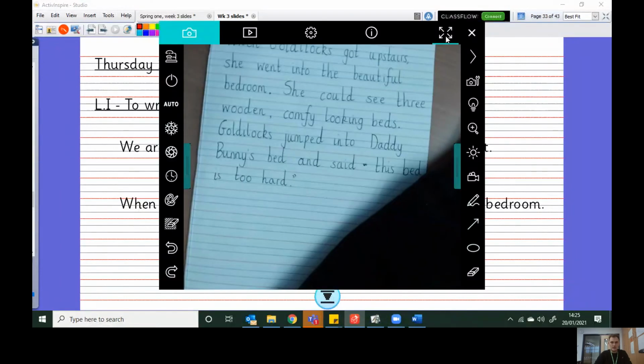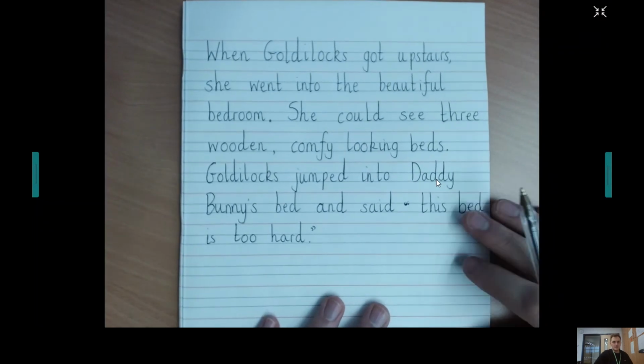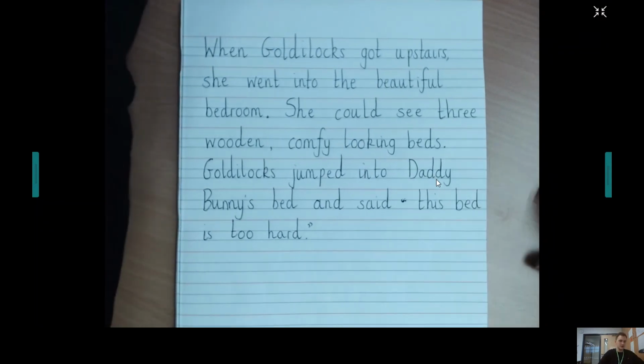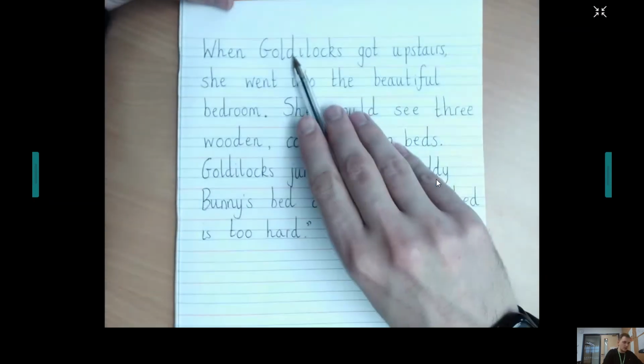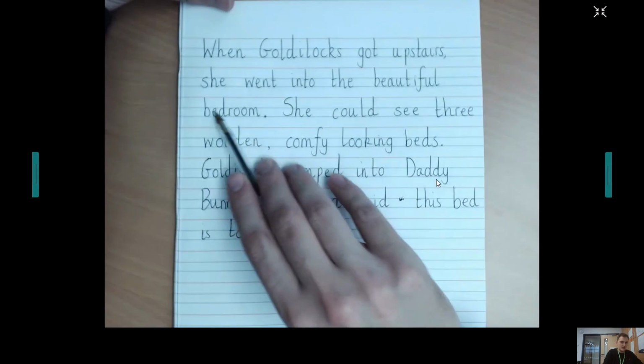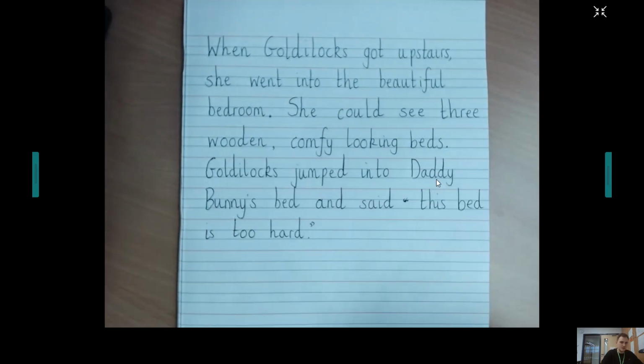lovely ladybird. Okay, so this is my projector, or my visualizer. It's called a ladybug. So I have already started writing a beautiful kind of build up and problem section. If you haven't got this far in the text, please don't panic because you can go back. So I started with, when Goldilocks got upstairs, she went into the beautiful bedroom. You can see I've used a lovely adjective to describe the bedroom. Maybe you could use a different one.